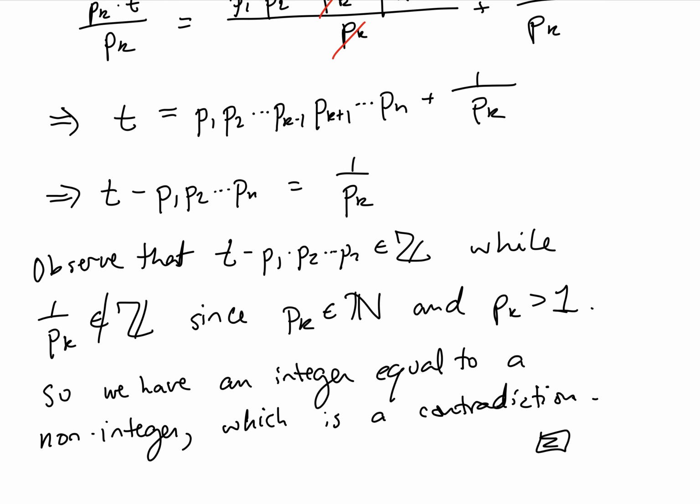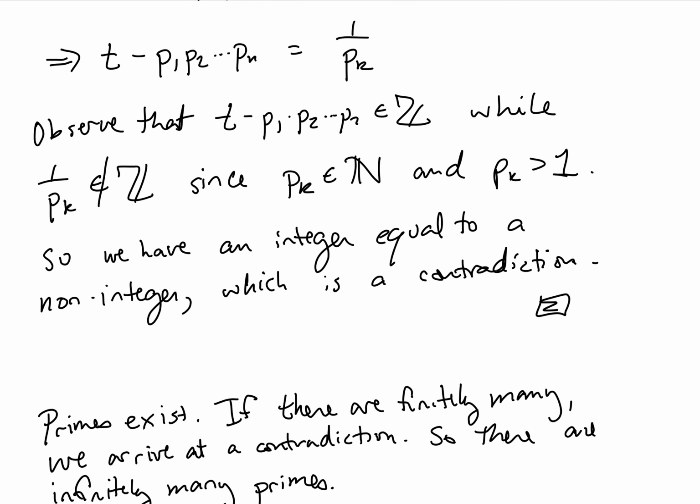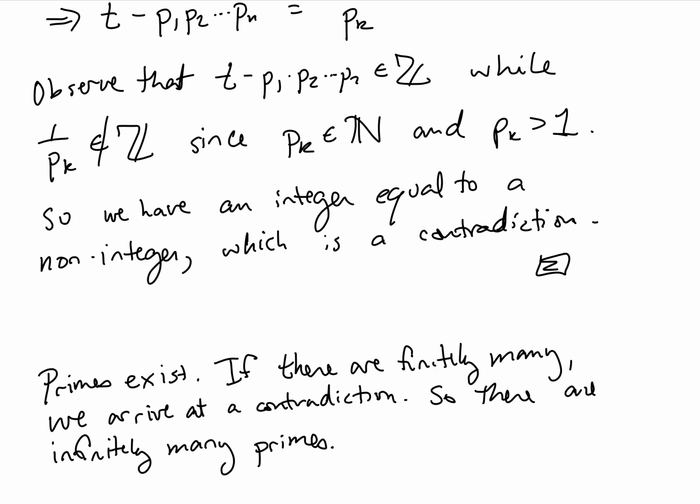So we have assumed that there were infinitely many primes and come up with something that is clearly false, a contradiction. Therefore, if there are not finitely many primes, there must be infinitely many primes. So we have just proven that there are infinitely many prime numbers.